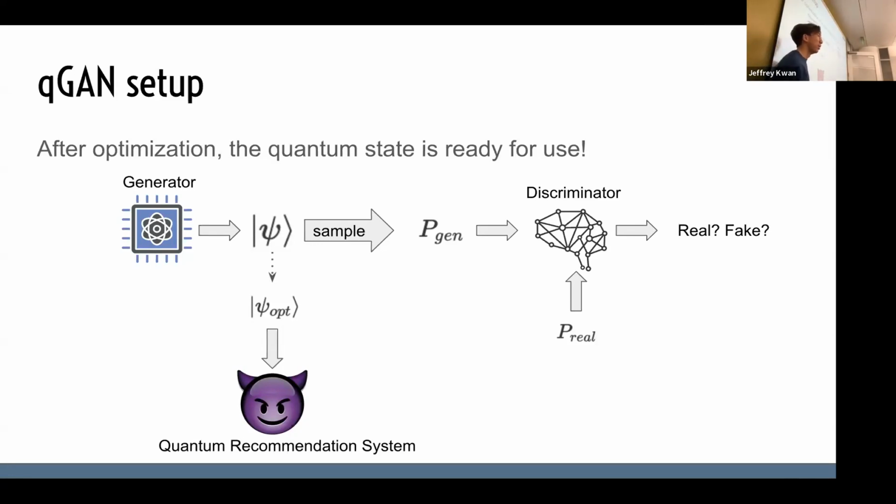Honestly, not very useful, but essentially what this is supposed to do is speed up what we already have for recommendation systems. I don't know how that works, but yeah.